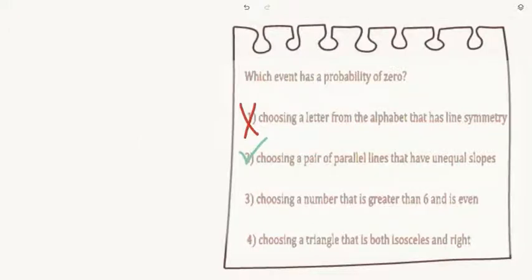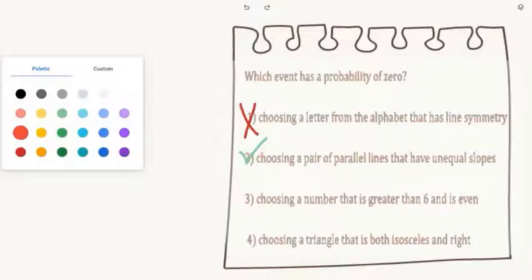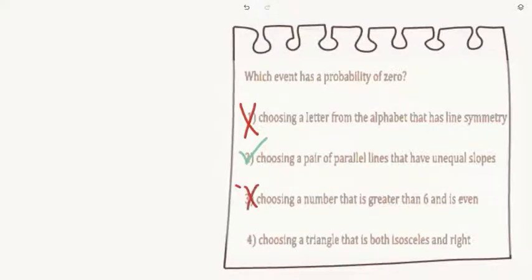Number 3 says choosing a number that is greater than 6 and is even. So let's say we get the number 8 or 10 or 12, and there is more. 8, 10, and 12 are both even and they're greater than 6. That makes number 3 incorrect.